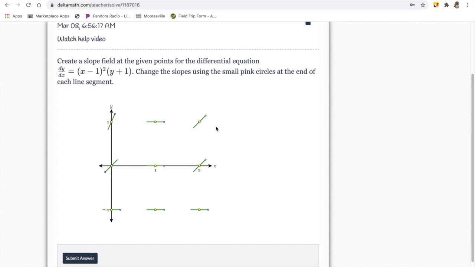And then the last one, 2, 1. If I plug in 2 for x, I get 1 squared is 1. And then 1 plus 1 is 2, so 1 times 2 is 2. So again, that's a steep positive slope. I'm going to make it steeper. And that's as close as I can get. There's really not a whole lot more I can do with this.